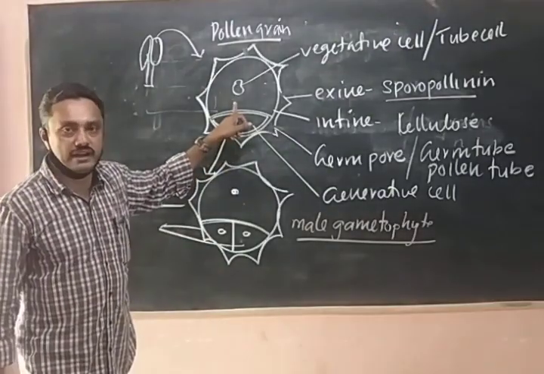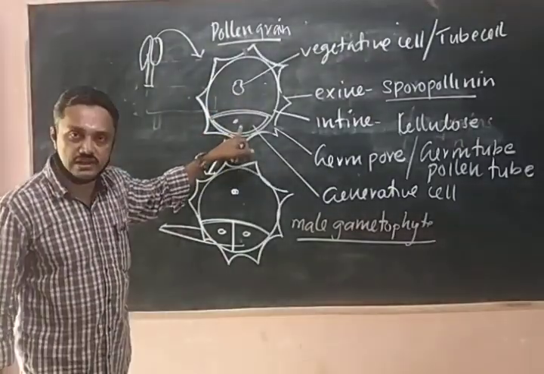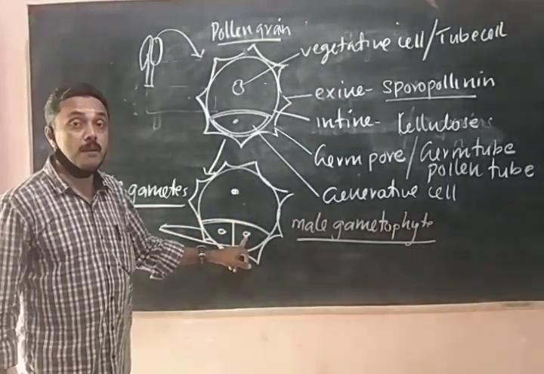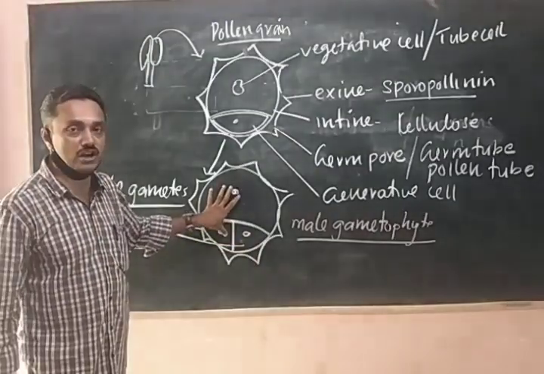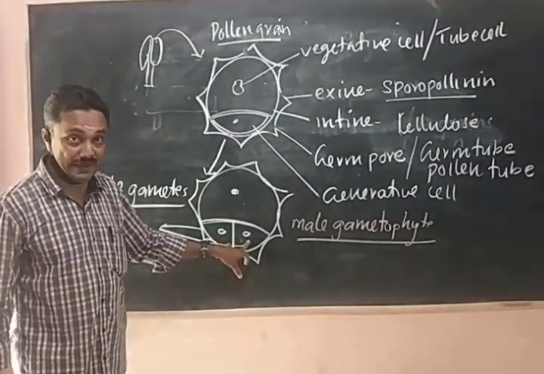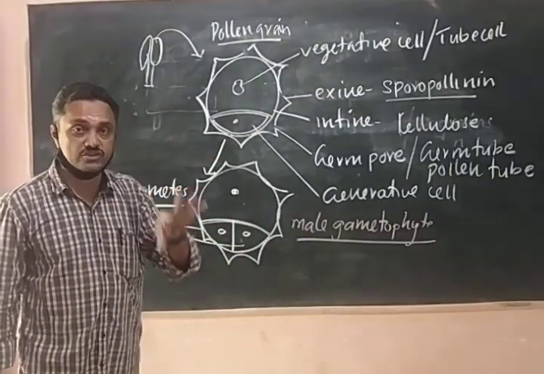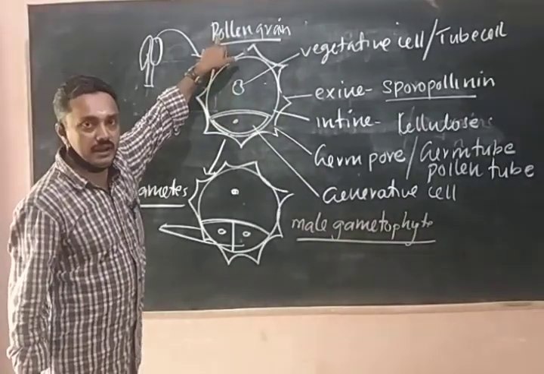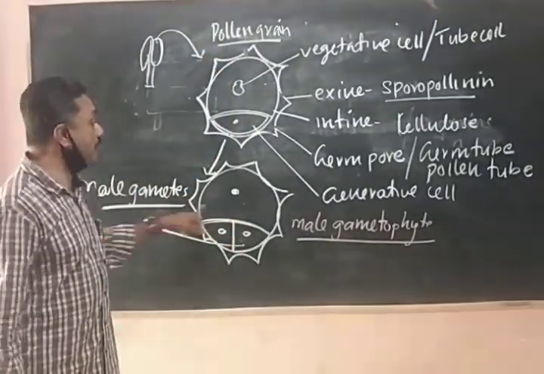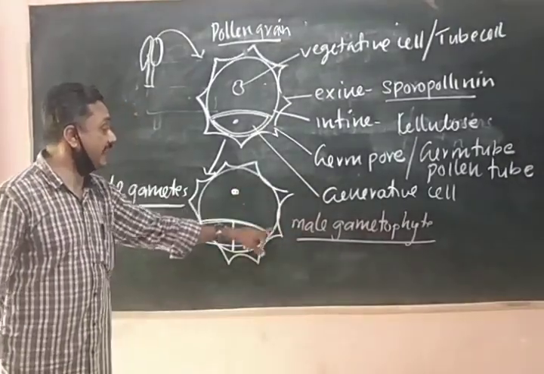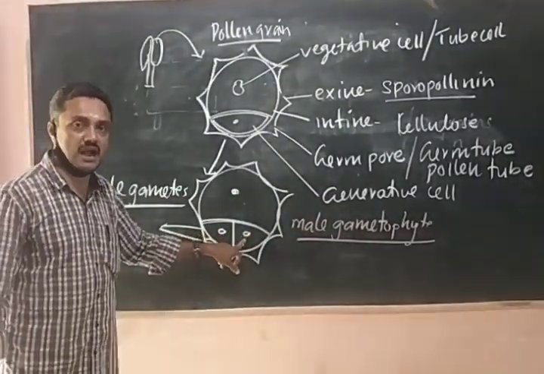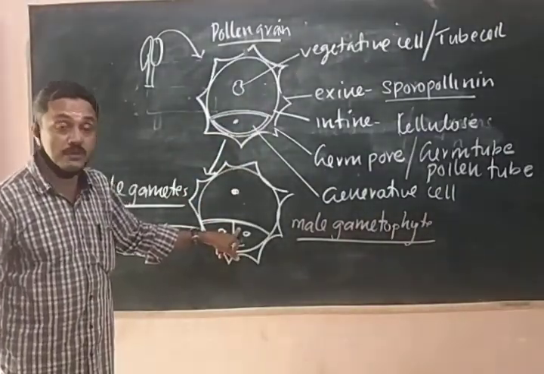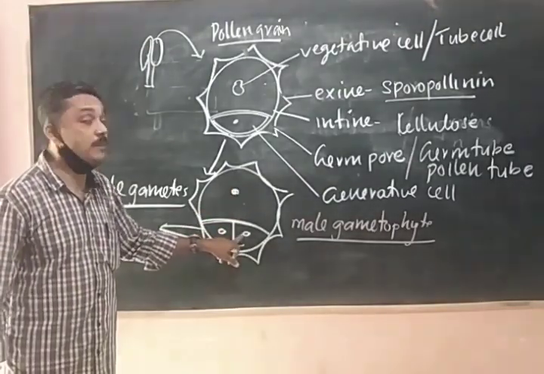And here this will not contain gametes, only a vegetative cell and a generative cell. But this generative cell divides into two male gametes by mitosis. So this structure contains two male gametes, and a male gamete-containing structure is called a gametophyte. So this two-celled stage is called the pollen grain. This three-celled stage is called the male gametophyte because it contains male gametes. This is the male gametophyte of angiosperms because this structure contains two male gametes.